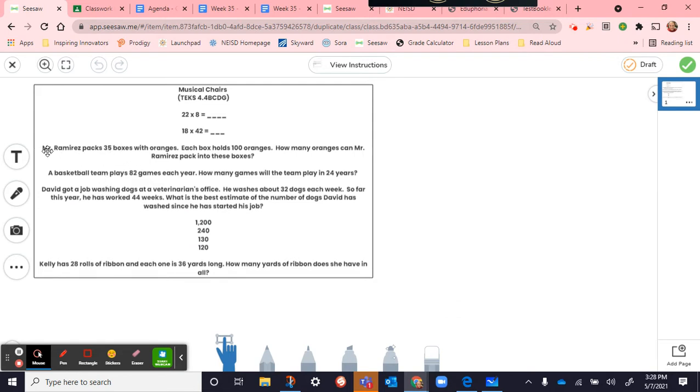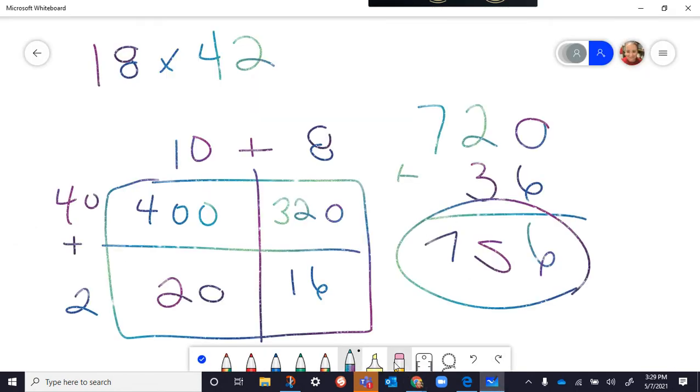Now, the word problems, let's see here. So it says, Mr. Ramirez packs 35 boxes with oranges. Each box holds 100 oranges. How many oranges can Mr. Ramirez pack into these boxes? So 35 and 100. So let me clear this out.